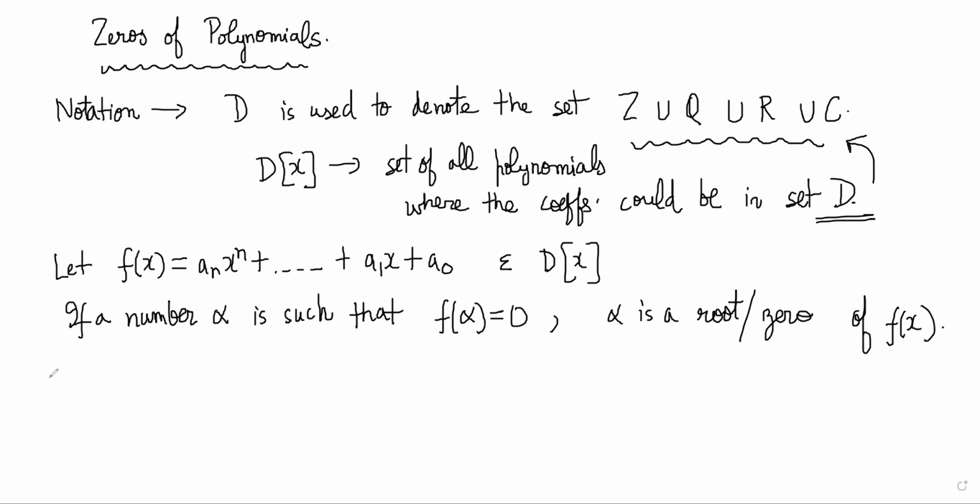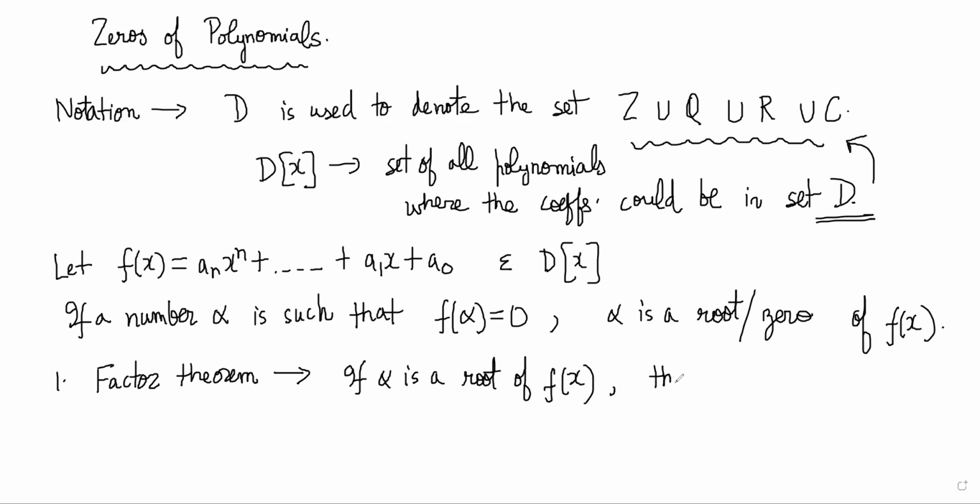Now, we have a lot of standard results that you might be familiar with. The first one is the factor theorem, which says that if alpha is a root of f of x, then x minus alpha is a factor of f of x. This is pretty standard stuff.